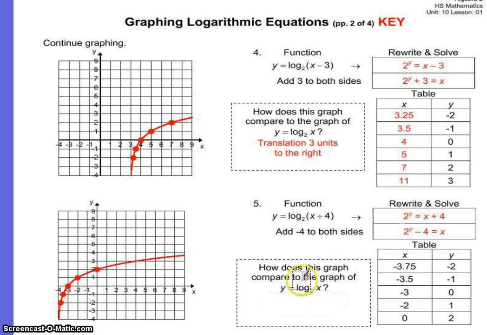So now when I look at the graph, how does this graph compare? It translates 4 units to the left. Now you can also go ahead and do the one at the bottom and see how that's going to change it. But I want you to notice at the bottom that your 3 is outside the parentheses, which makes it your, that's correct, that's your k. So I want you to think about how does k move up and down.